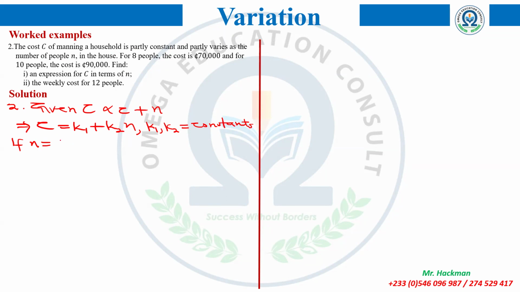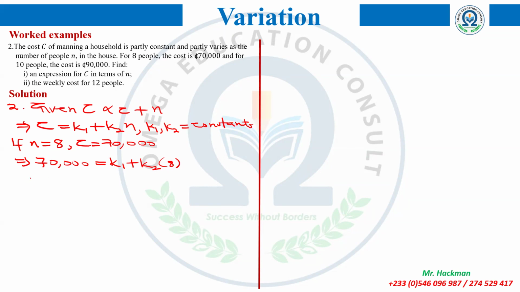So if n is equal to 8, our capital C was 70,000 Ghana cedis. You can ignore the units for now, unless maybe you are finding them, but when you are going to use it, ignore the unit. So this implies that my capital C, which is 70,000, will be equal to my small k sub 1 plus my small k sub 2 times my n, and n is 8. If you are matured, we could have written 8 k sub 2 straight away.